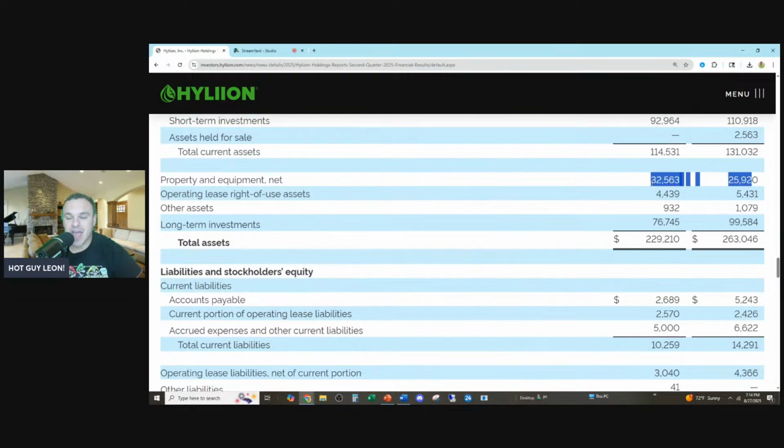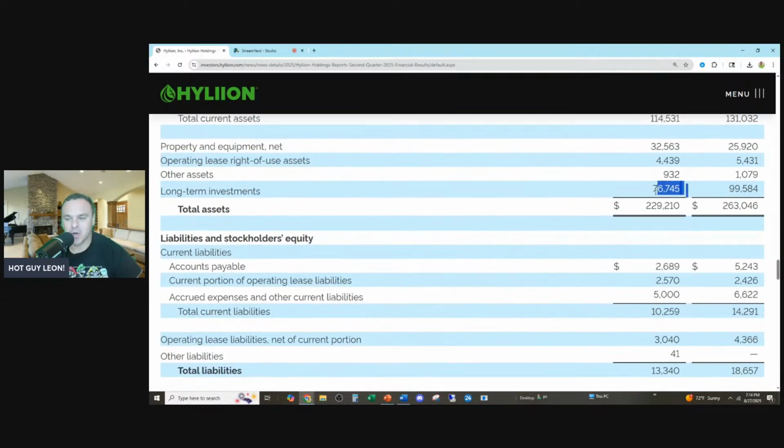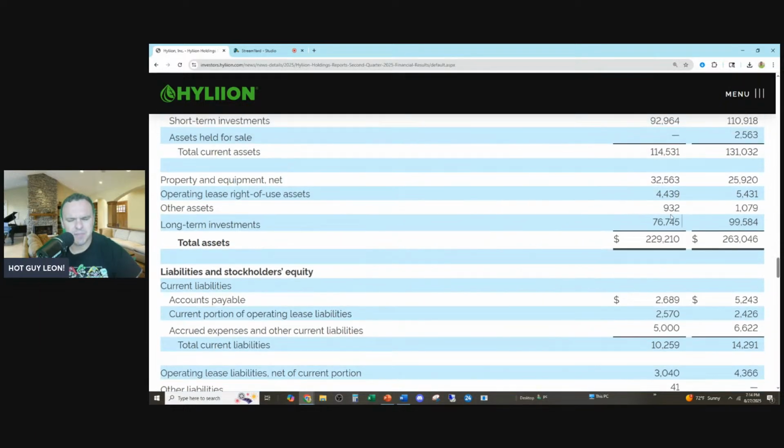Property, plant, and equipment. Depreciation obviously probably factors in, but they've added almost $6-7 million of property, plant, and equipment. It was for such great returns. And then long-term investments, significant drawdown. I don't know if that's treasuries or what that is necessarily, but they recorded a pretty significant decrease in long-term investments.